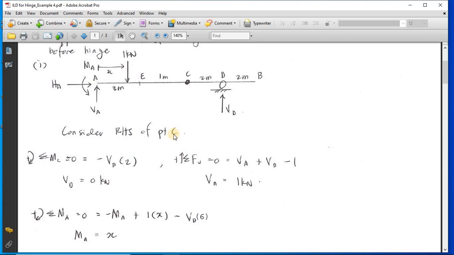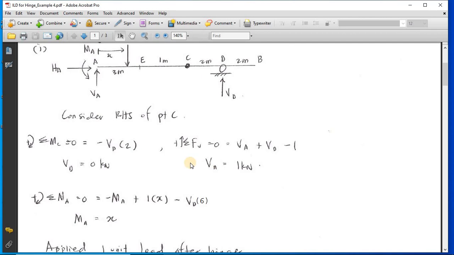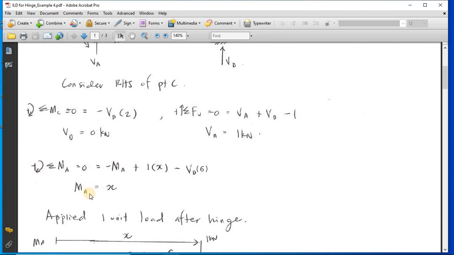This is the usual step to calculate the reaction at support, by considering the three equilibrium equations. By looking at this solution, you can see that by considering the right hand side of a point C, which is from C to B, we can solve for the reaction at point D. This gives us VD equal to 0 kilonewton, and further considering the summation of force in the vertical, you can find that VA is equal to 1 kilonewton. And by taking moment about point A, you can solve for MA, which is equal to X.